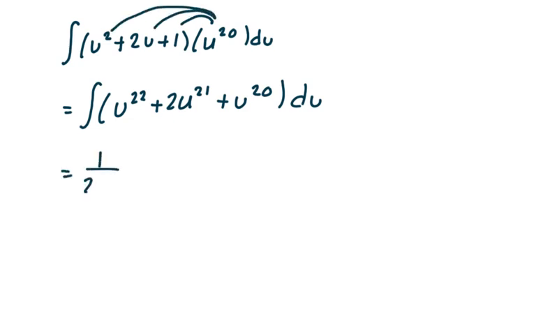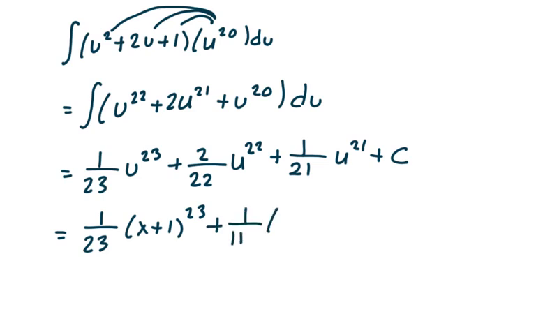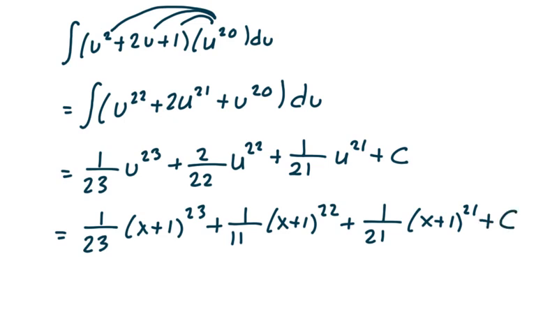And so I get 1 over 23, u to the 23rd, plus 2 over 22, u to the 22nd, plus 1 over 21, u to the 21st, plus c. And I'm done. 1 over 23 times x plus 1 to the 23rd, plus 1 over 11 times x plus 1 to the 22nd, plus 1 over 21 times x plus 1 to the 21st, plus c.